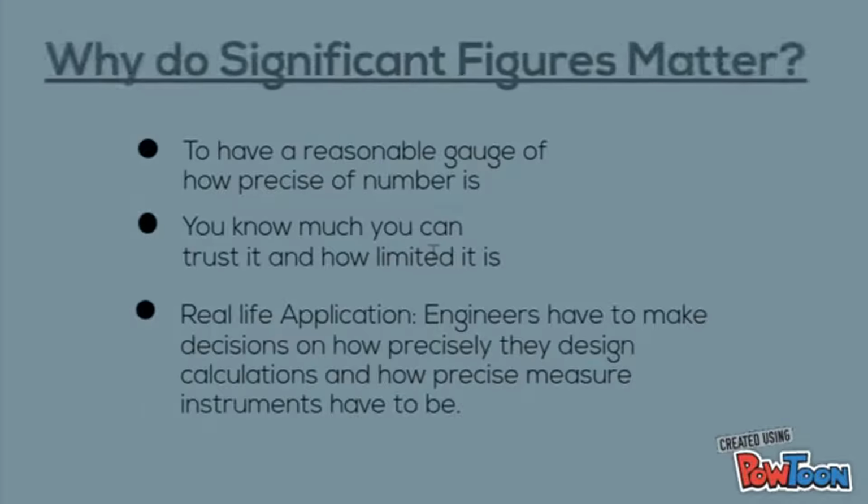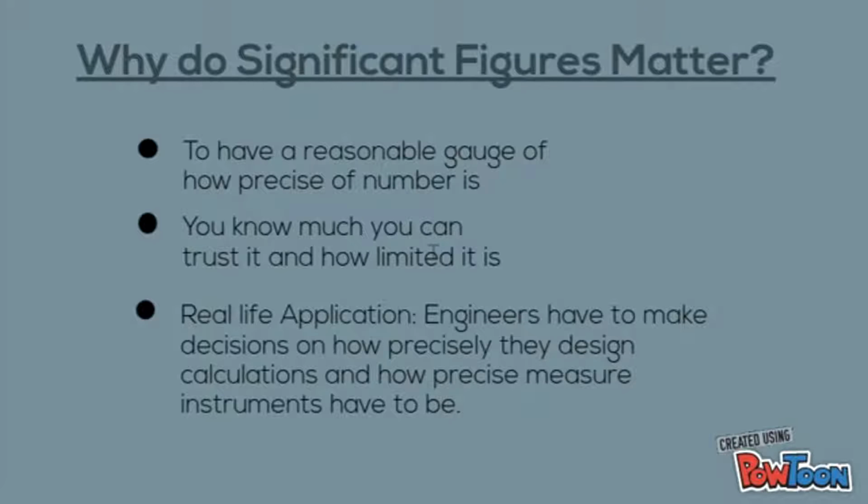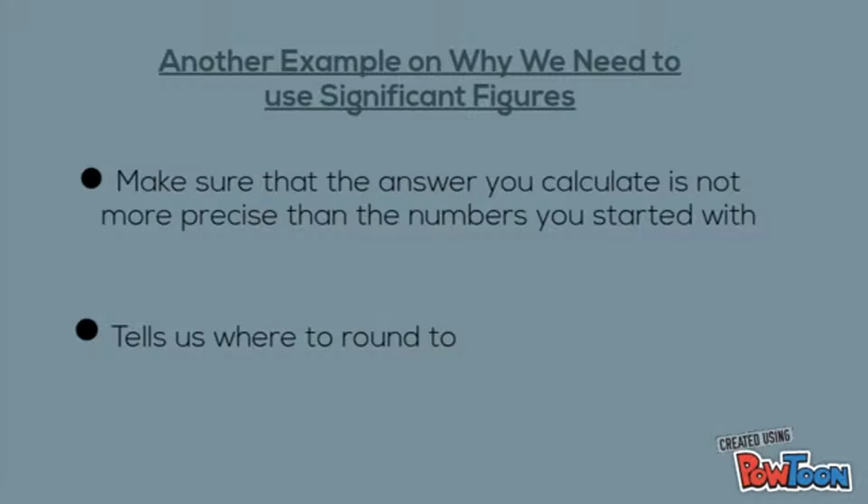So what is the point of this story? Significant figures matter. It's important to have a reasonable gauge of how precise a number is, so you know not only what the number is, but how much you can trust it and how limited it is. Significant figures tell us where to round, so we don't have to worry about rounding to specific decimal places.